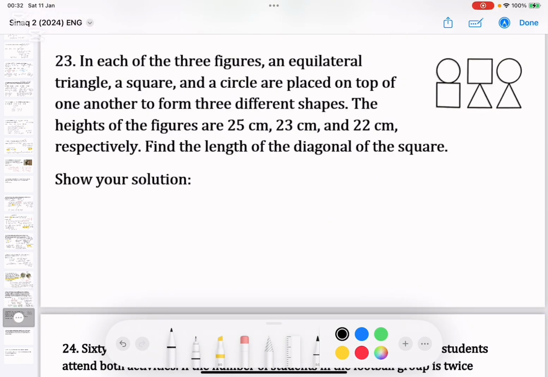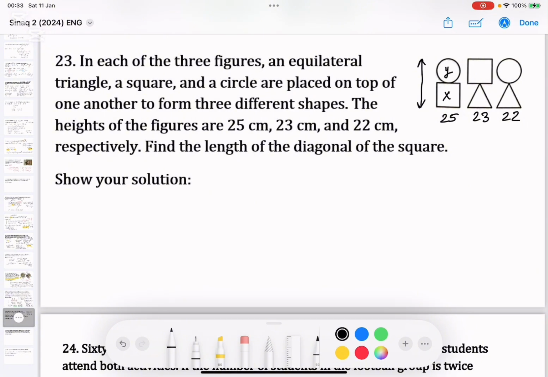Question number 23. In each of the 3 figures, an equilateral triangle, a square, and a circle are placed on top of one another to form 3 different shapes. The heights of the figures are 25, 23, and 22 centimeters respectively. Let's say the height of this square is x, and the height, or basically the diameter, of this circle is y.